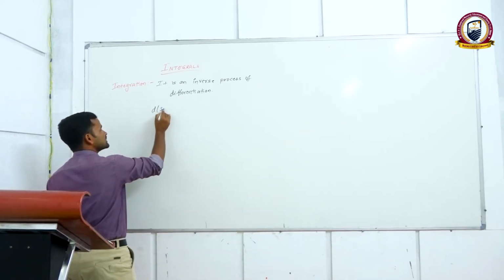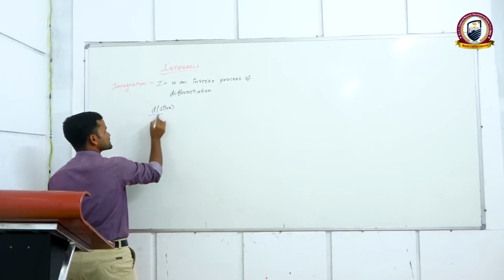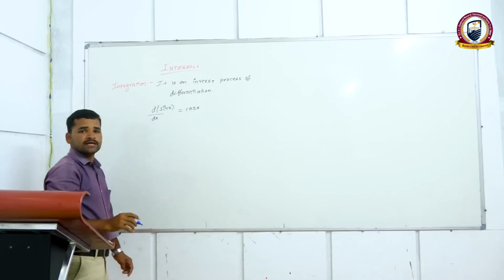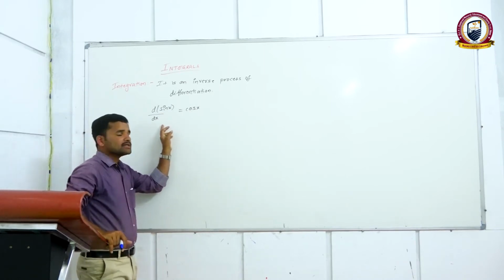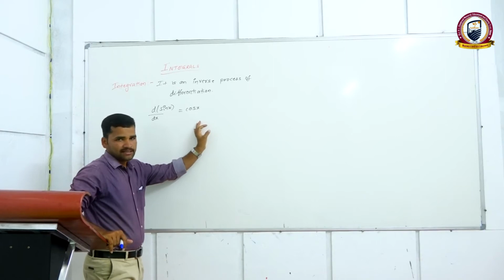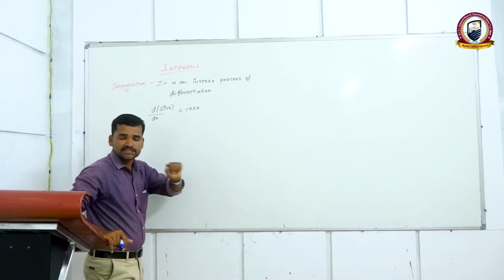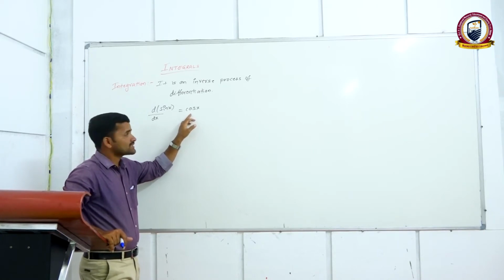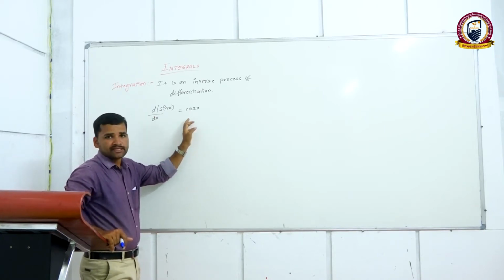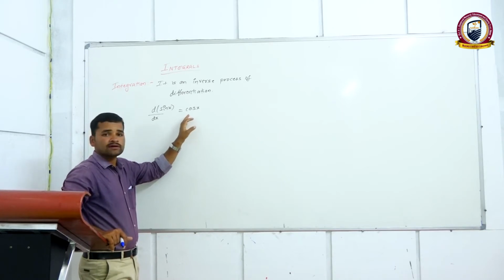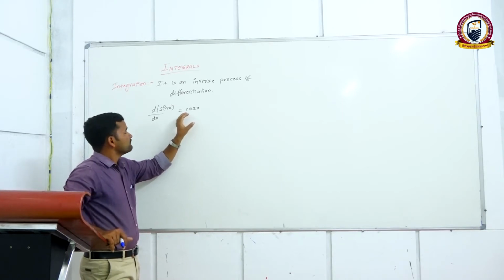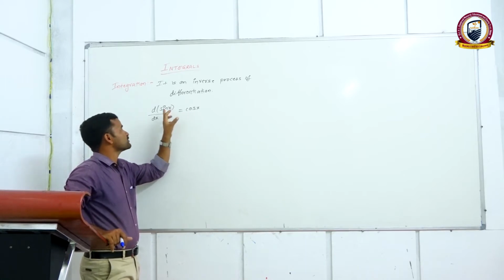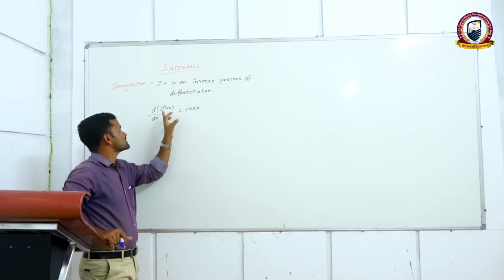All of us know the differentiation of sin x. What is the differentiation of sin x? It is cos x. Sin x is given, its differentiation will be cos x directly. Now in case of integration, what happens? They will give you this cos x. What is this cos x? It is nothing but the derivative of sin x. With this derivative, we need to find out the original function. That is, the original function is sin x.